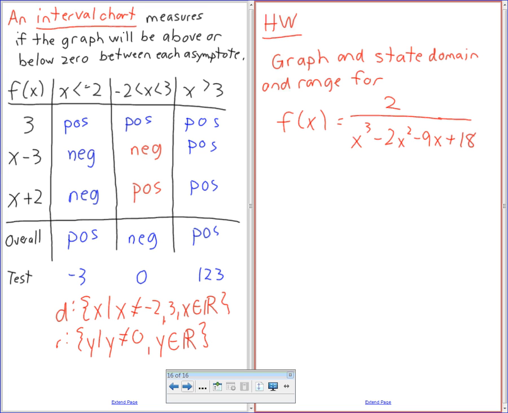Graph and state domain and range for 2 over x cubed minus 2x squared minus 9x plus 18. Yes, x cubed.